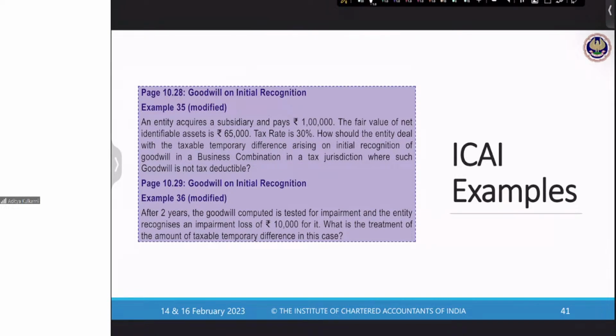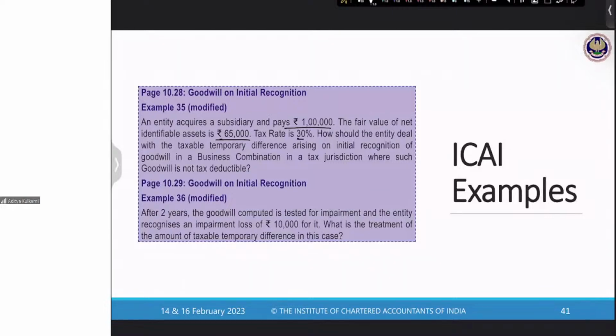Okay, so now let us proceed with the examples which are there. This is from your study material. An entity acquires a subsidiary and pays 1 lakh. Fair value of net assets is 65,000. So what is the goodwill? Goodwill is 35,000. Tax rate is 30%.